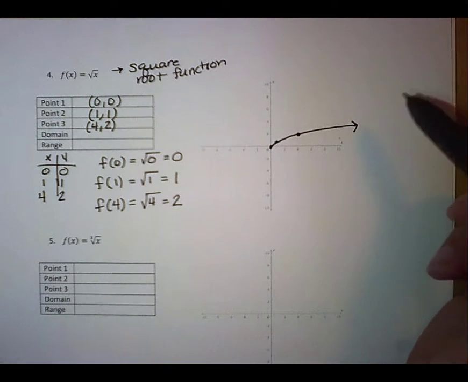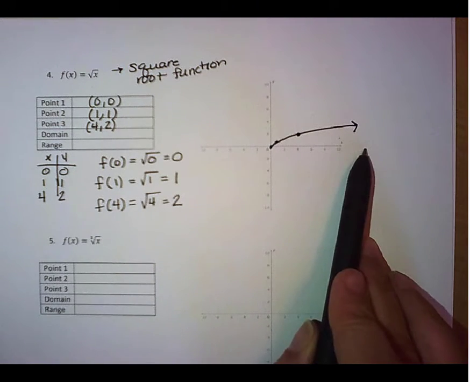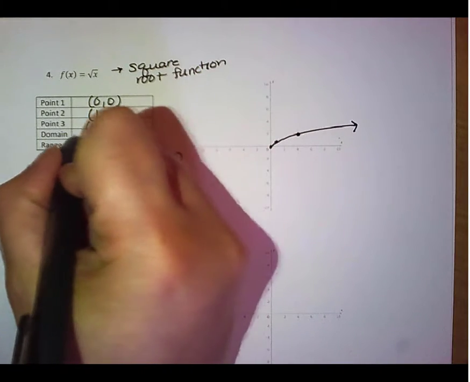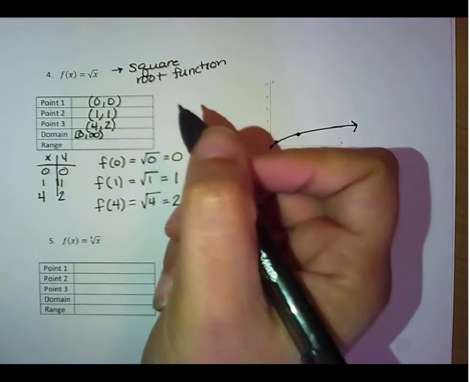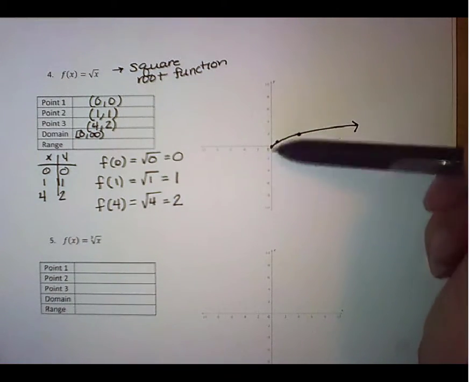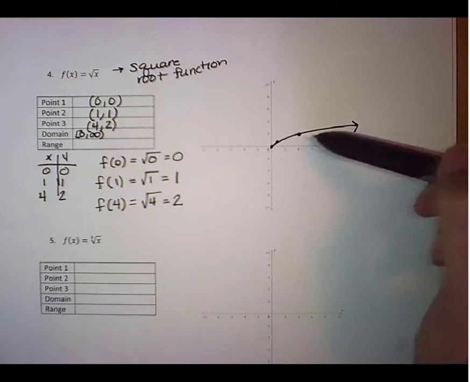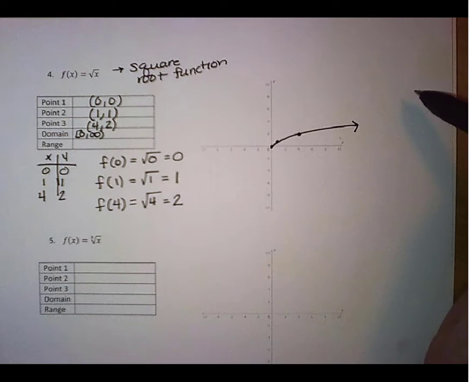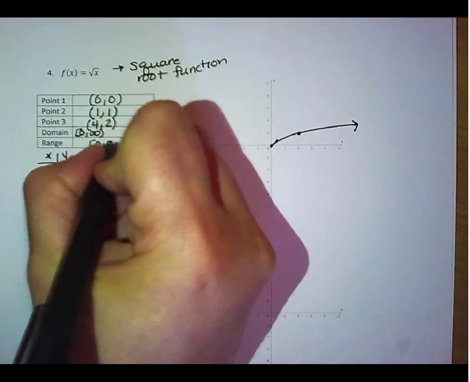Now as far as the domain, because it stops at 0 and only goes out towards your positive numbers, the domain of this graph is going to be a bracket at 0 out to infinity. The same thing is true for your range because your range does not use any of these negative values. And I know it's a very sharp turn out, but it is rising as it goes. So the range here would also be from 0 to infinity.